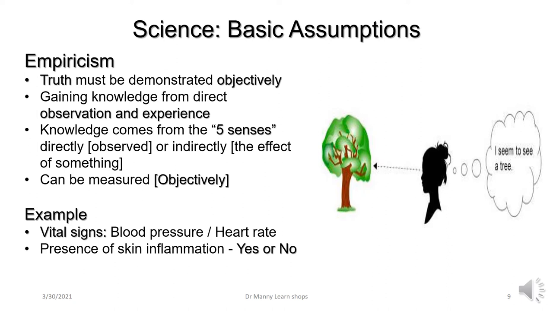Then you've got a variant. Direct knowledge is something that we gain from observing something happening. Indirect knowledge is seeing the effect of something. These are two important concepts related to empiricism and science.